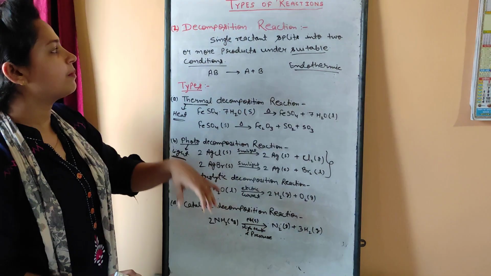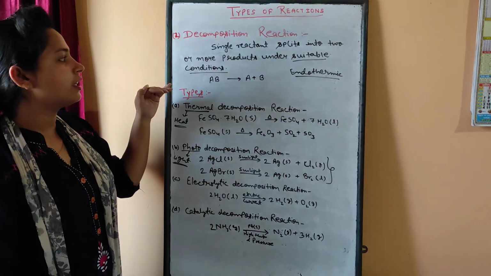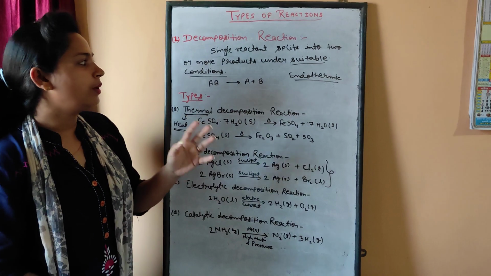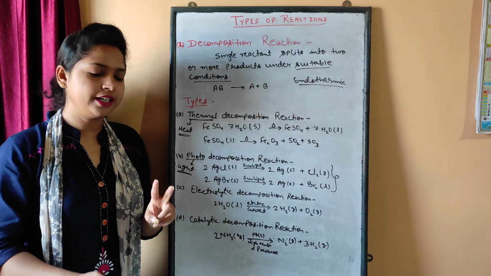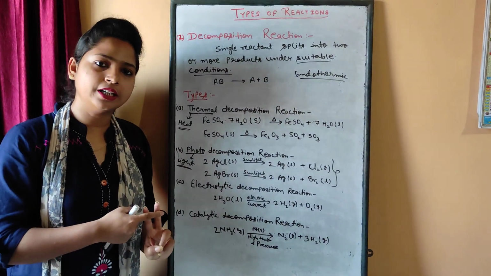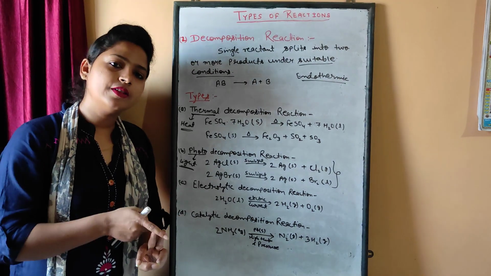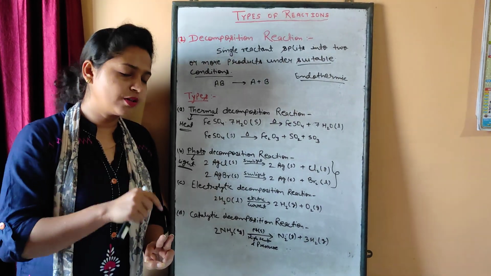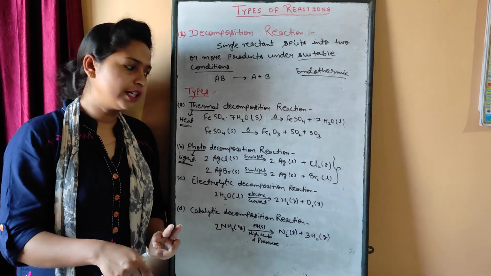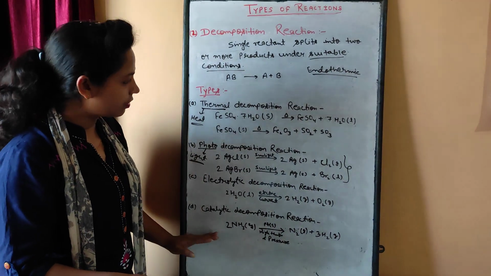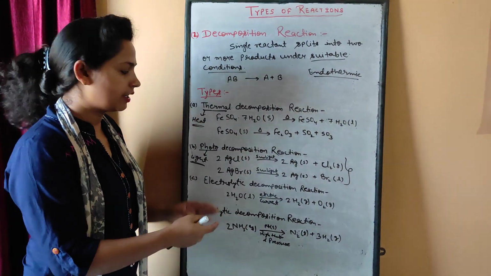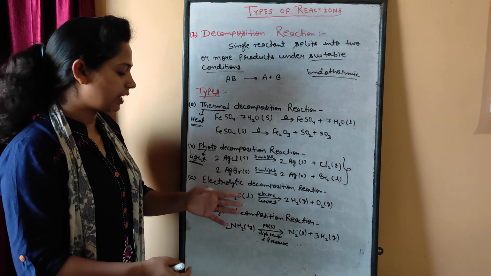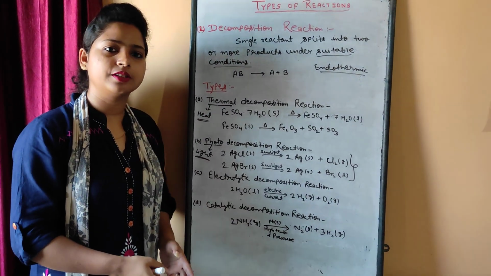Let us summarize the points. A decomposition reaction is a reaction in which a single reactant should be there. Second, it needs some suitable condition. Third, it is always an endothermic process because it requires some amount of energy, and the types of decomposition reaction are thermal, photo, electrolytic and catalytic decomposition.